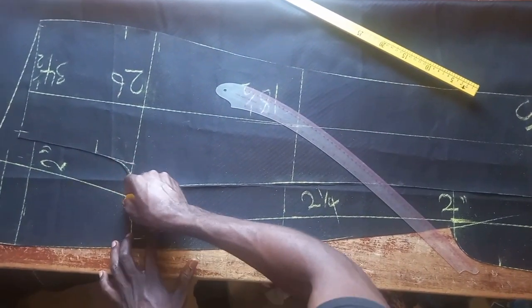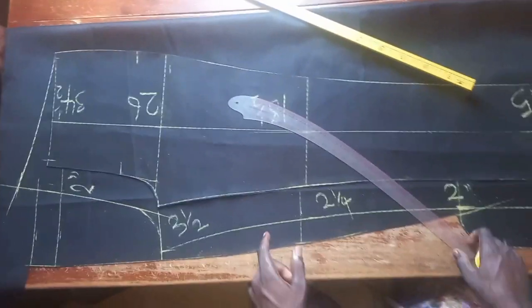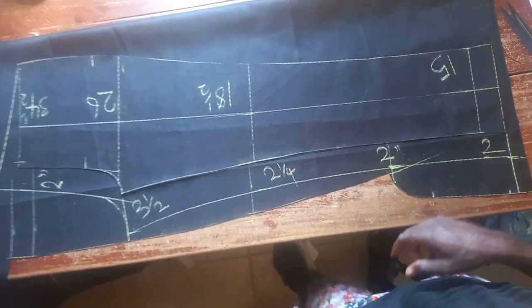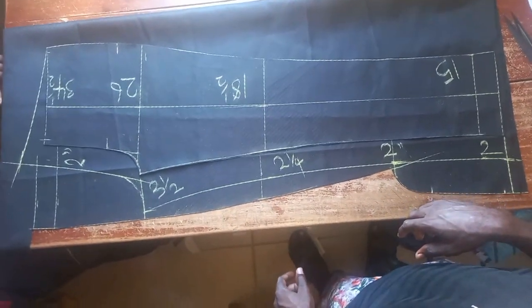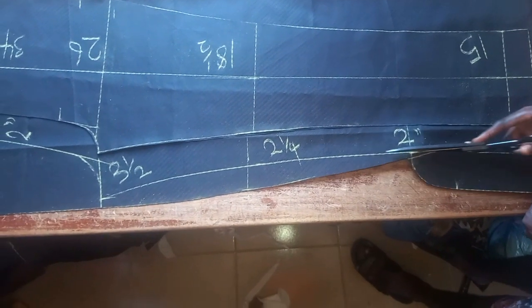So you have to note every bit of this tutorial. You can still watch again if you don't really understand, for clarity's sake. So I'm going to mark that point like that. Have you seen? That's the complete pant. So I'm going to be cutting it out like that.